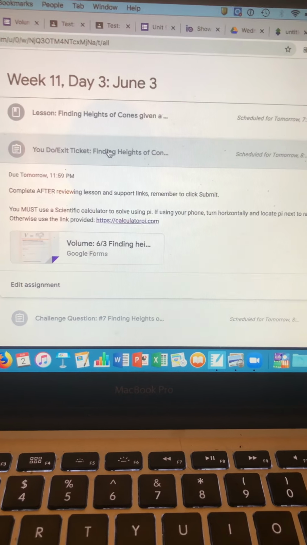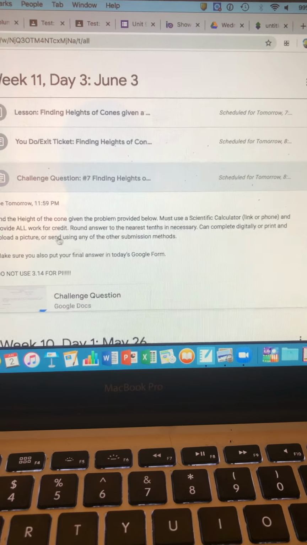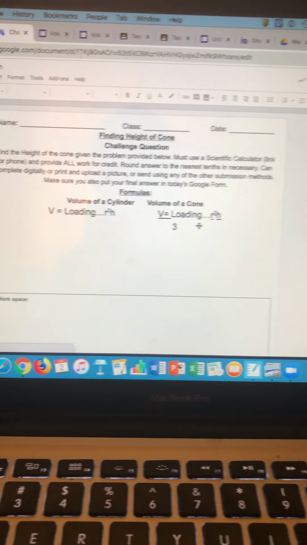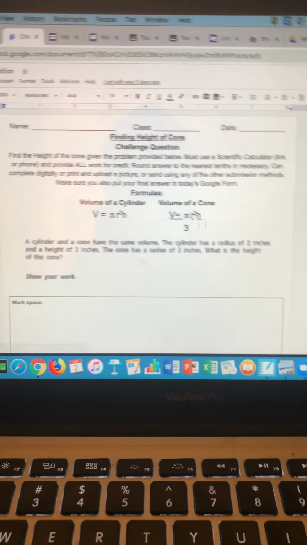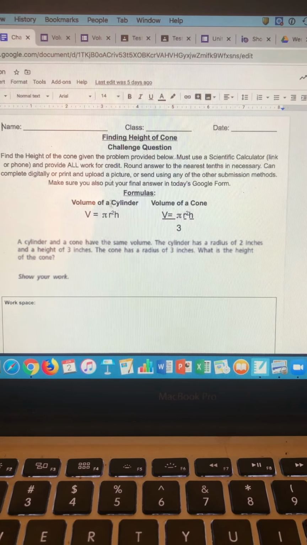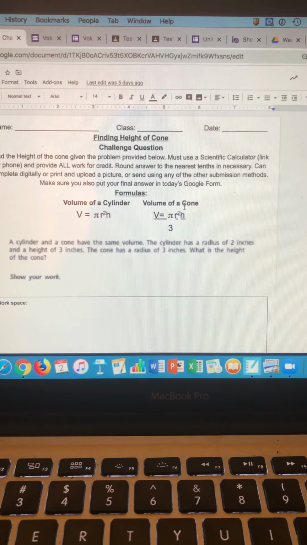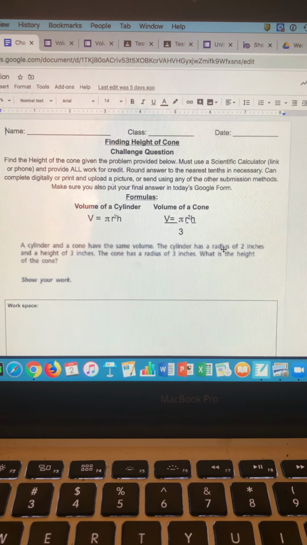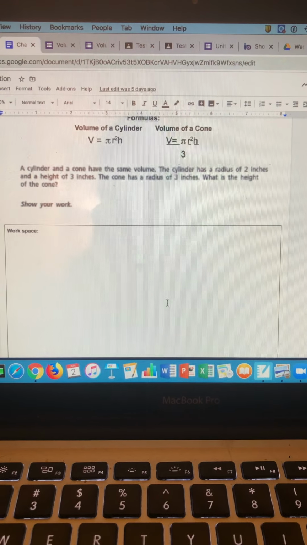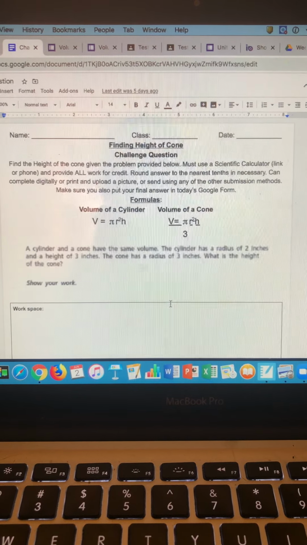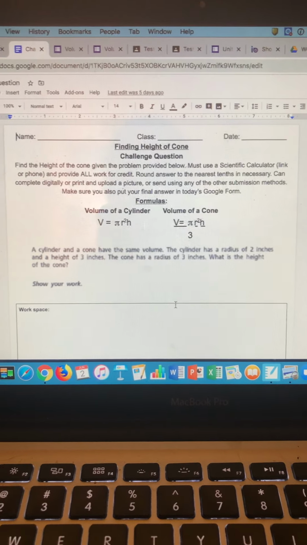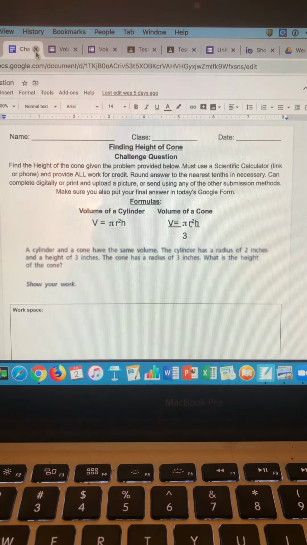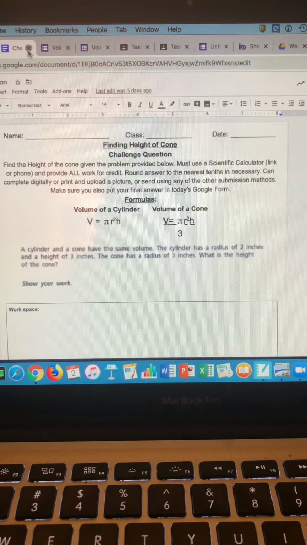You also need to submit the work for only the challenge question. So you'll click on the challenge question. You'll see the Google Doc come up with the challenge question provided. You need both formulas to solve this one. You need the volume of a cylinder formula and the volume of a cone formula, okay? Please show your work in the workspace provided, whether you submit this digitally or if you do it in your notebook and send a picture, or whatever method is working best for you. Just make sure that that also gets sent in because you are getting a grade for both.